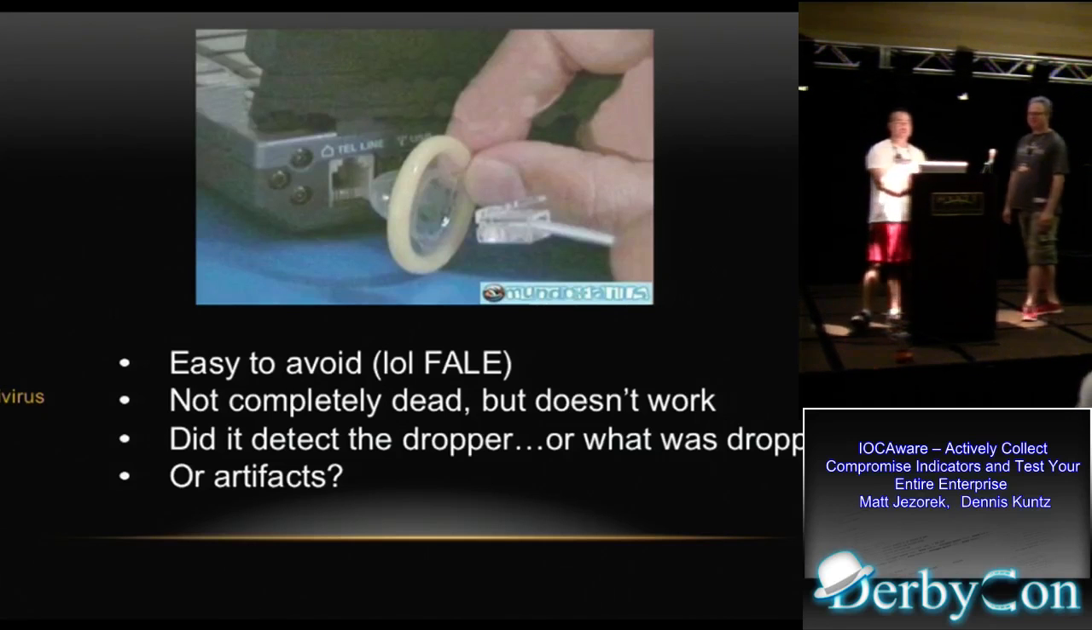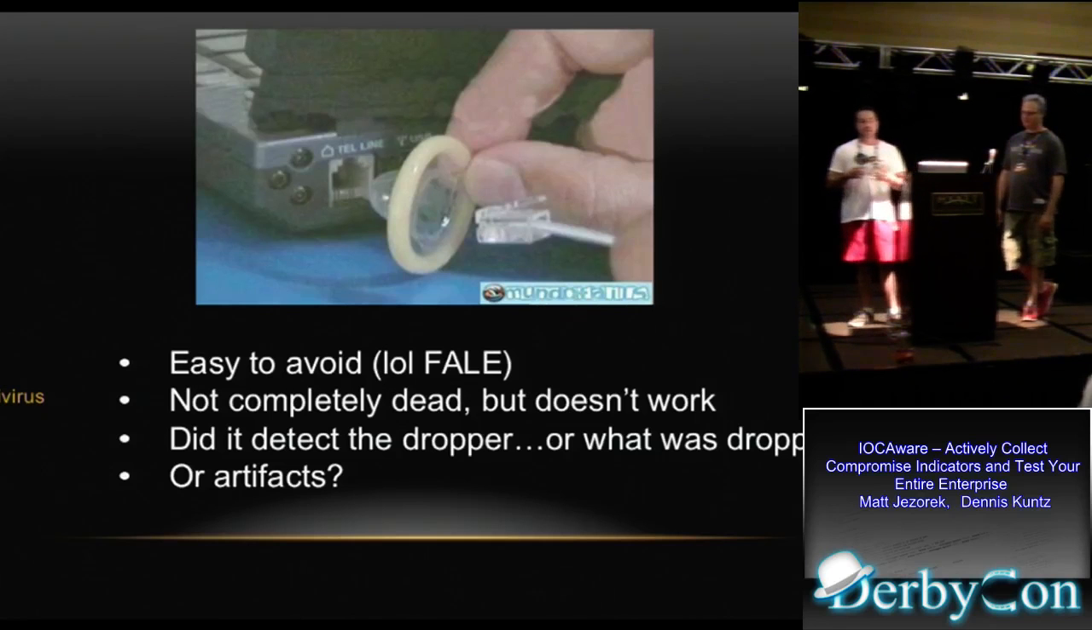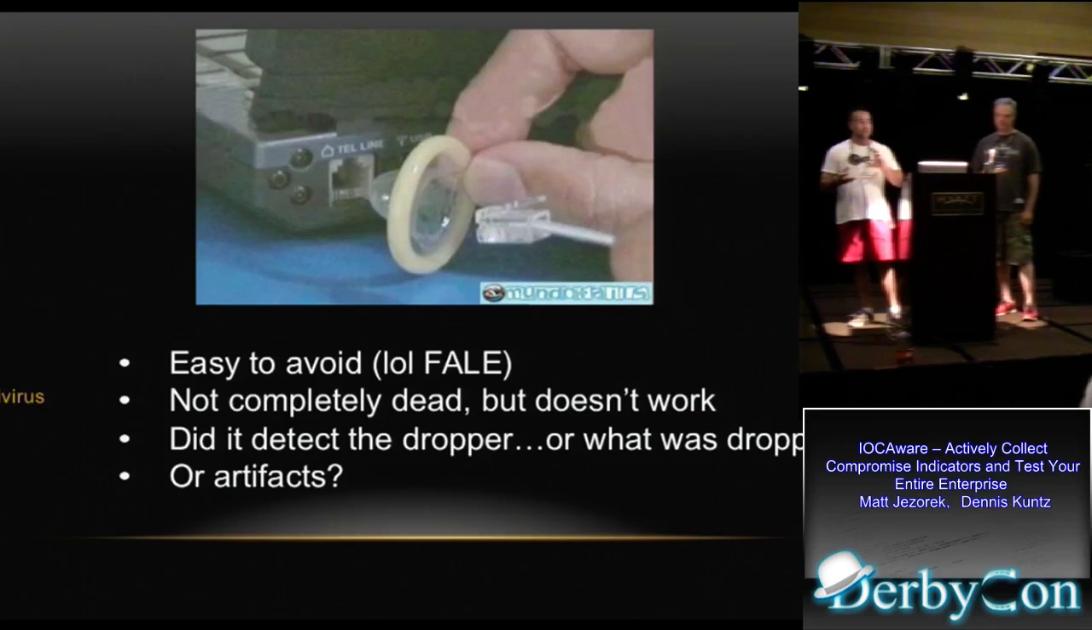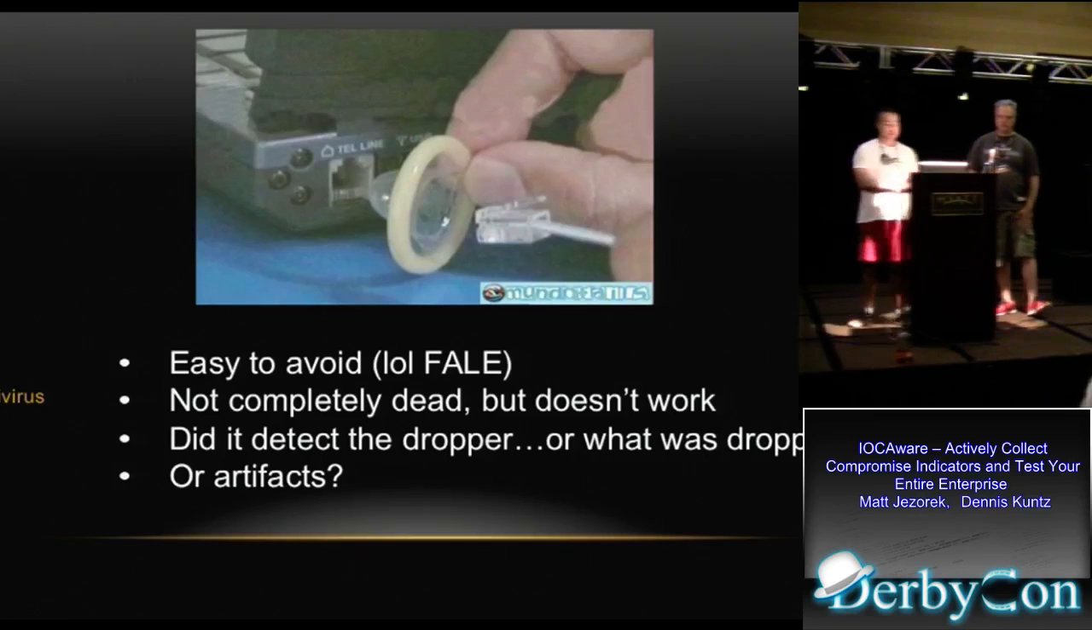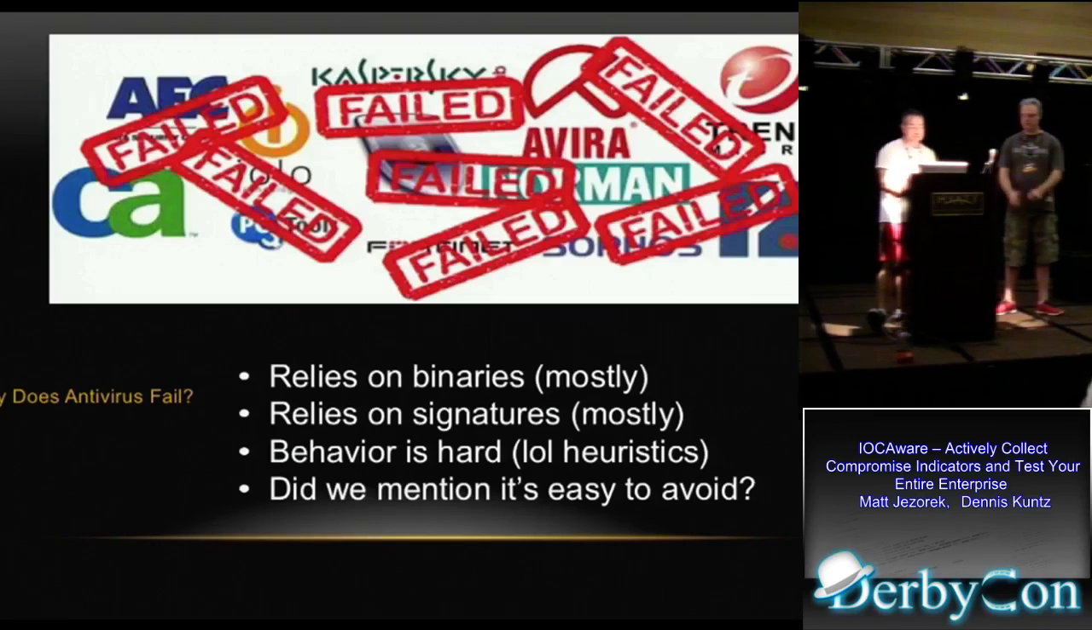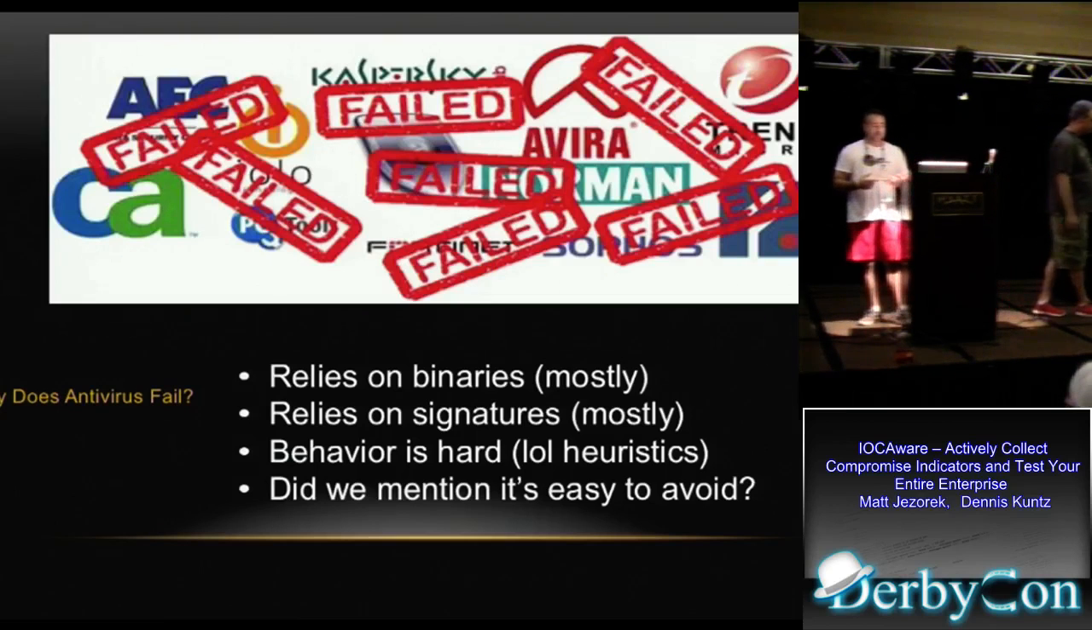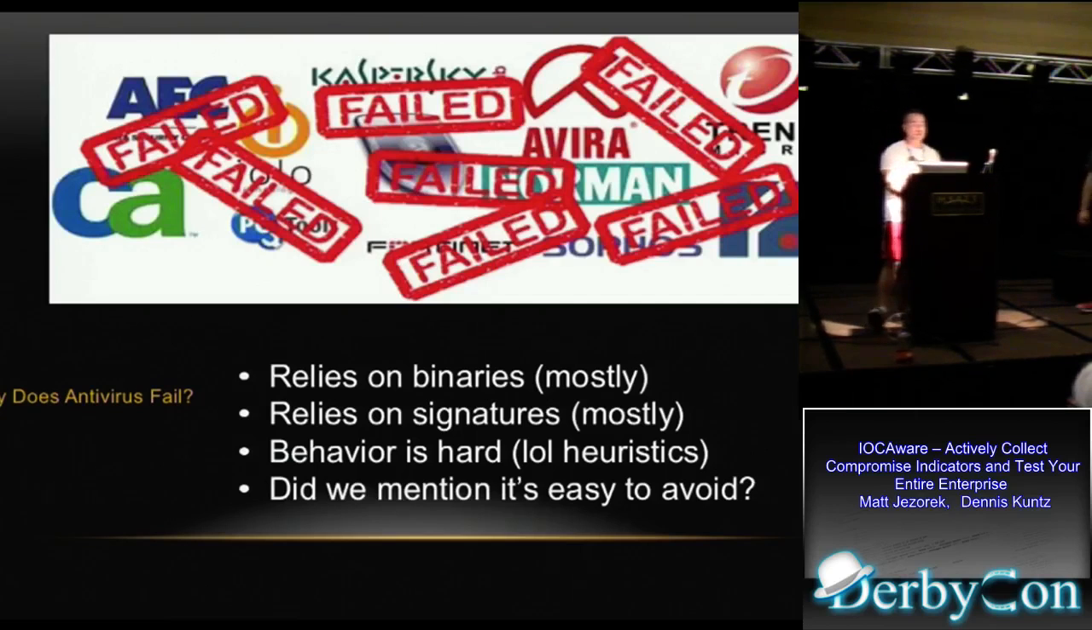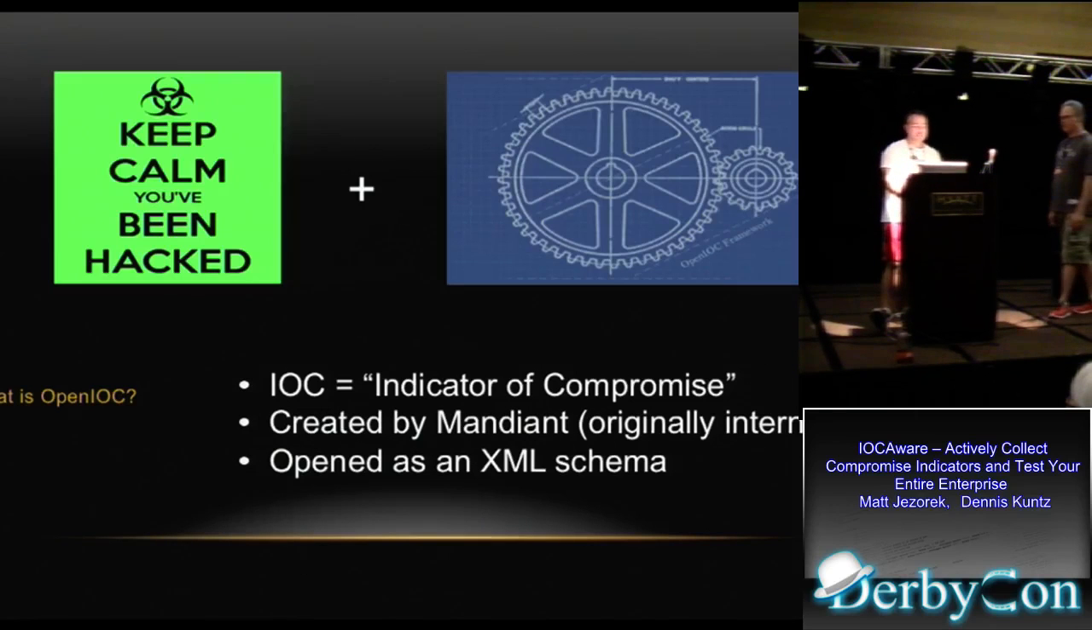Everybody knows it doesn't detect artifacts. It doesn't detect other things. It almost always deals with binaries and only binaries. And, again, it is easily bypassed. Behavior and heuristics don't always work. It's really hard.